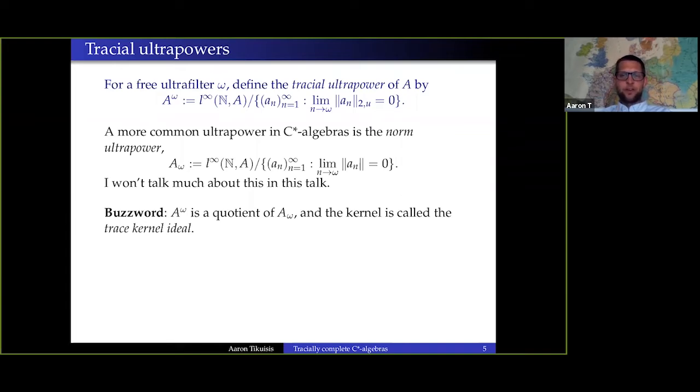There's a relationship between this 2u norm and the regular norm. You can show that the 2u norm is bounded above by the regular norm. So it follows that this tracial ultrapower is a quotient of the usual ultrapower, and the kernel of this is something that is discussed often in the results I'm going to talk about soon, called the trace kernel ideal. I'm not going to talk more about it, but if you've seen that, you know it fits into this whole picture.